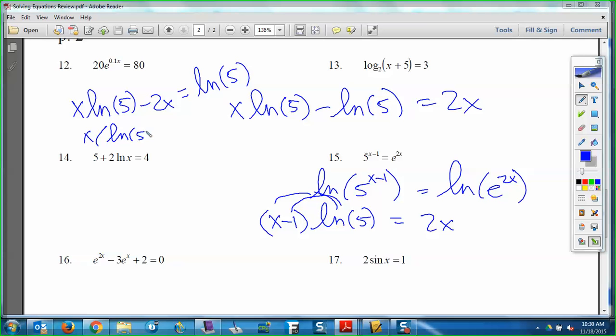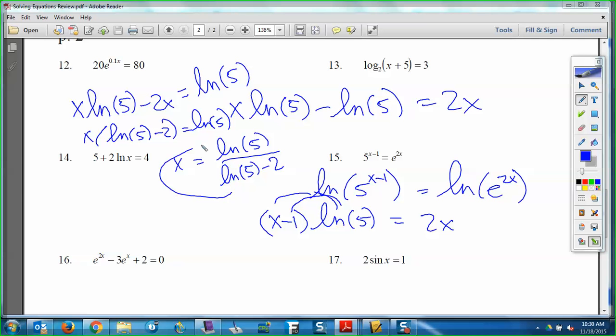Okay, so anyway, we take out an x. We get ln 5 minus 2 equals ln 5, and then we divide by that quantity. So this little process is actually going to come in handy in something we're going to learn later this year as well. But that's your final answer to number 15. No calculator necessary, right? No calculator necessary to solve that problem. You just leave it in terms of that. Okay? All right.